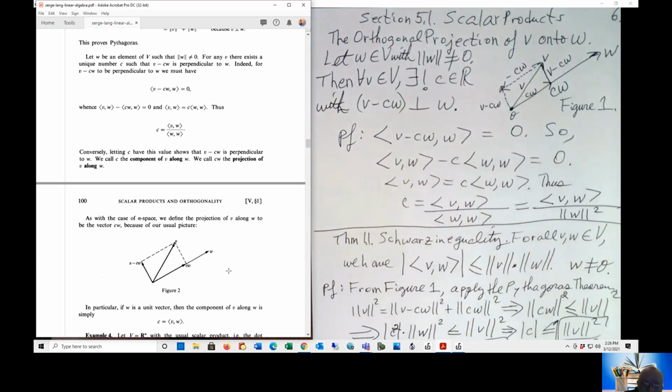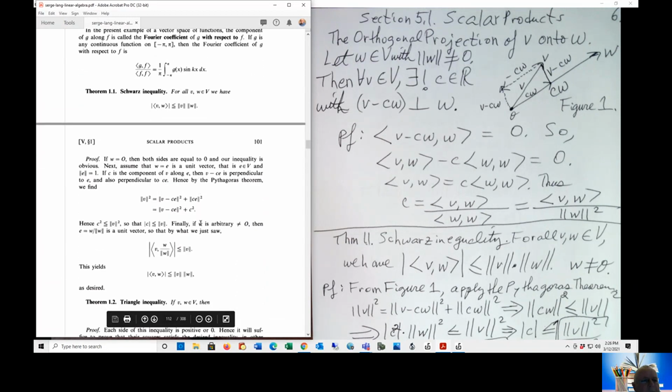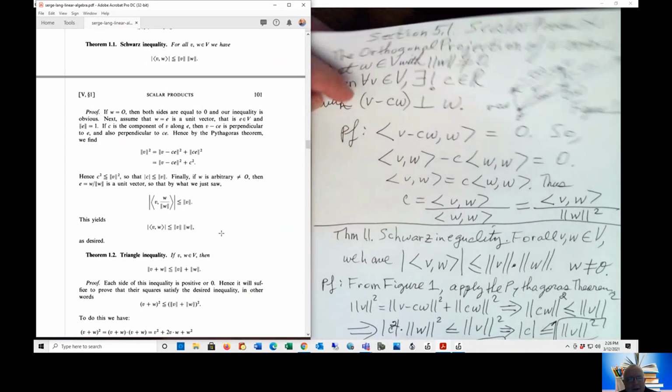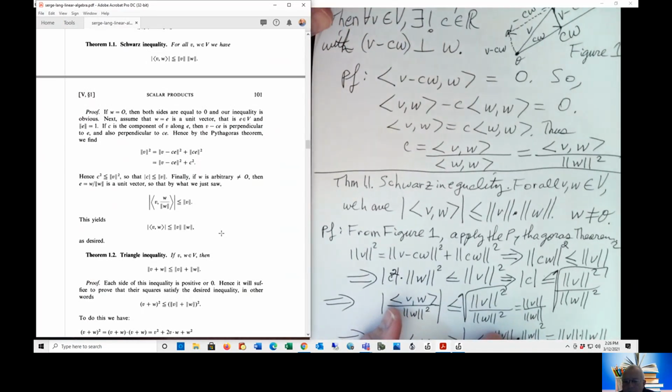All right, now next is the famous Cauchy-Schwarz inequality. The Cauchy-Schwarz inequality comes up in all areas, lots of different areas of mathematics. It's theorem 1.1 on pages 100 and 101.